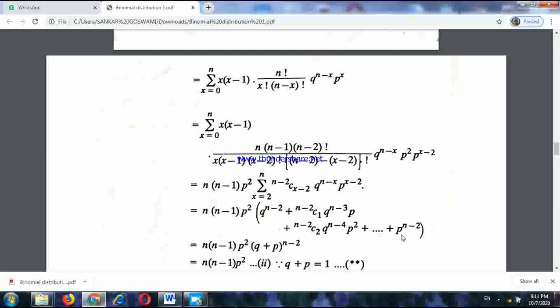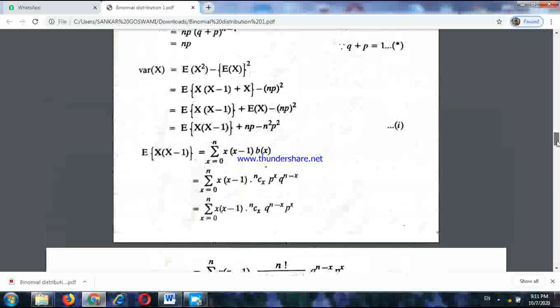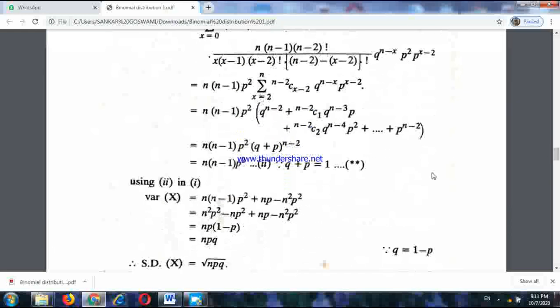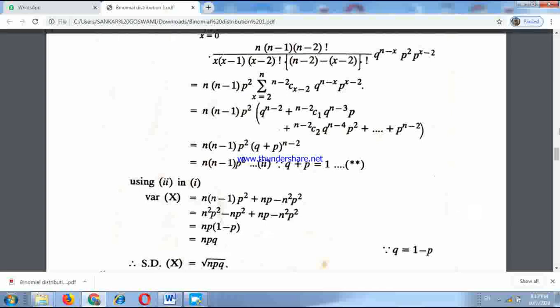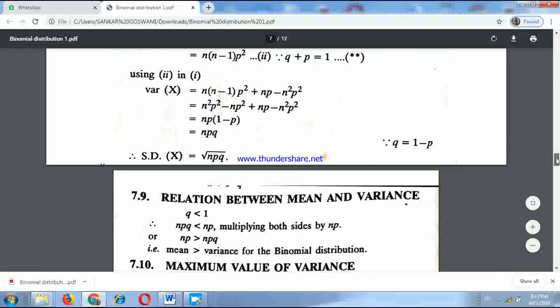Here the last one is this, and this is nothing but the expansion of (q plus p) raised to the power n minus 2, and q plus p is 1. So we get expectation of x into (x minus 1) as n into (n minus 1) p square. So variance of x, I evaluate this way, the result comes out as npq. Very simple. And what is standard deviation? Just the positive square root of variance.